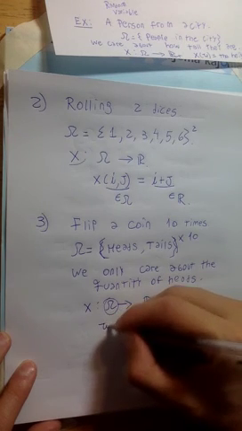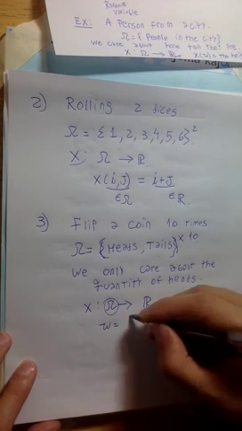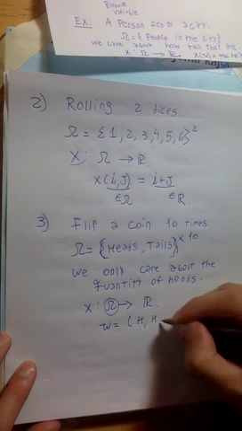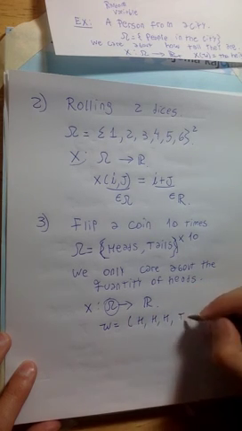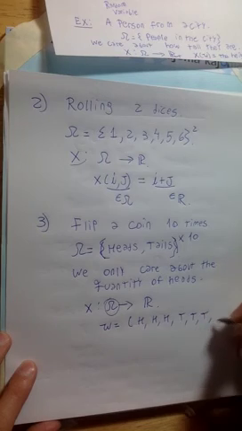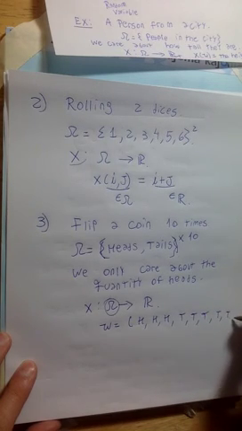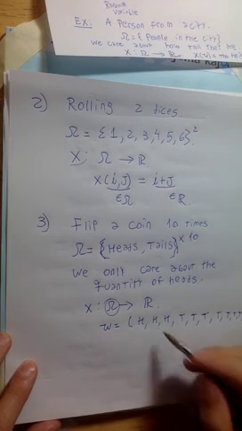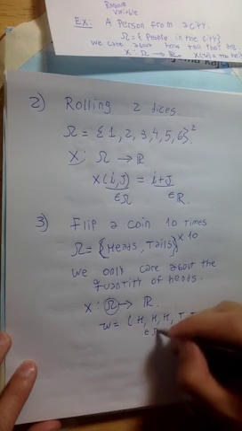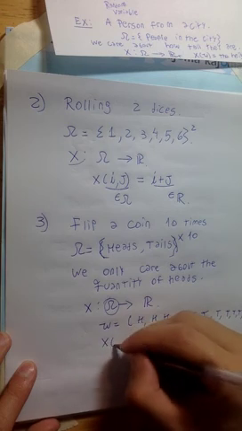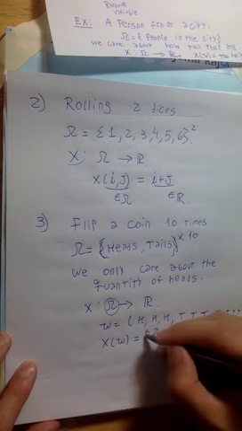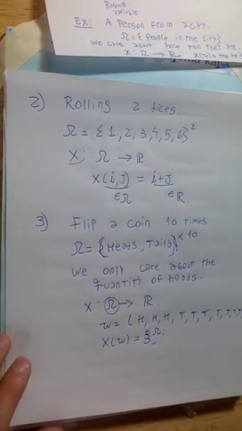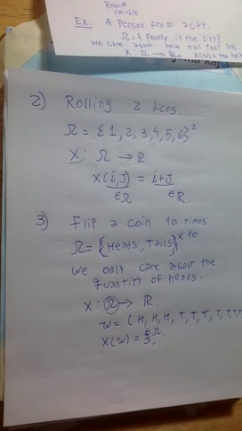Okay? So let's say that omega is equal to heads, heads, heads, and then tails, tails, tails, tails, tails, tails, tails. So this is a specific point in omega, and then we would have X of omega is equal to 3.